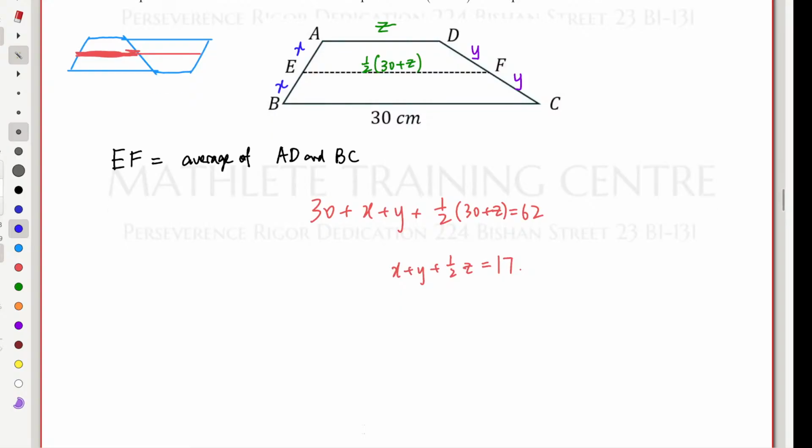And now to find the perimeter of the trapezium ABCD, what is that? That's the bottom 30 plus the left hand side, that's 2x, plus the right hand side, that's 2y, plus the z on top. That's the perimeter.